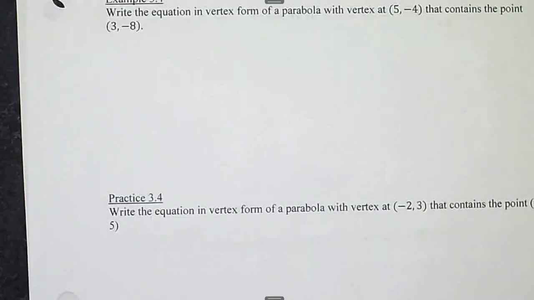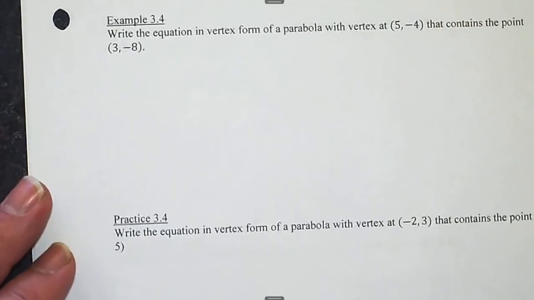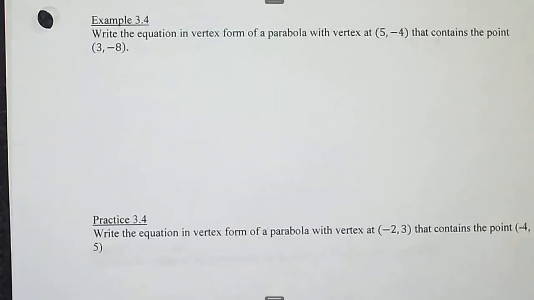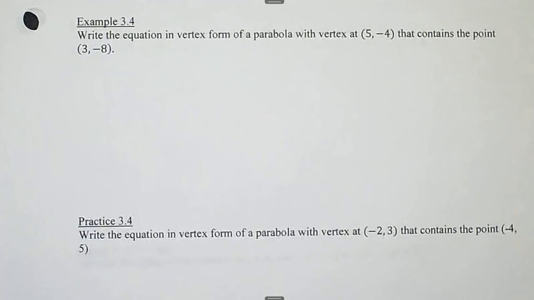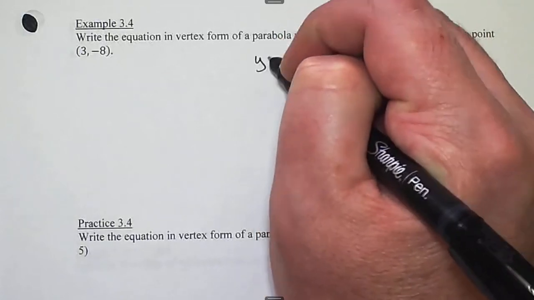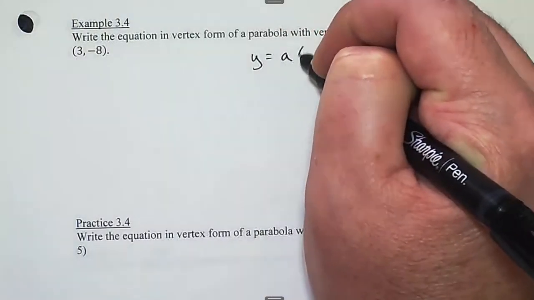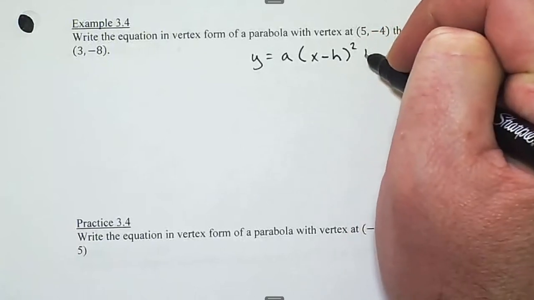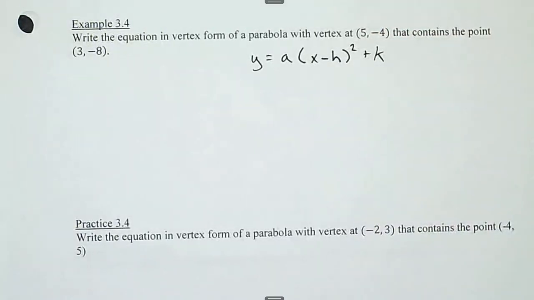All right, let's write the equation in vertex form of a parabola with vertex at 5, negative 4 that contains the point 3, negative 8. So these problems sometimes give students some difficulty. So pay close attention to the process. I have y equals a times x minus h squared plus k. That's my formula that I'm trying to figure out.